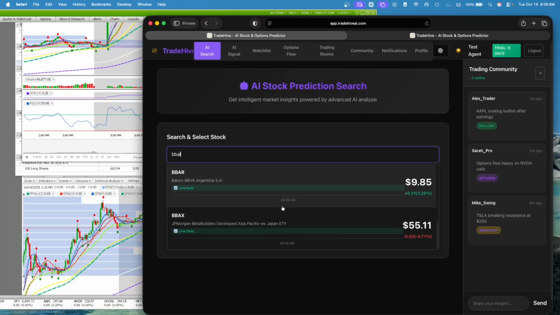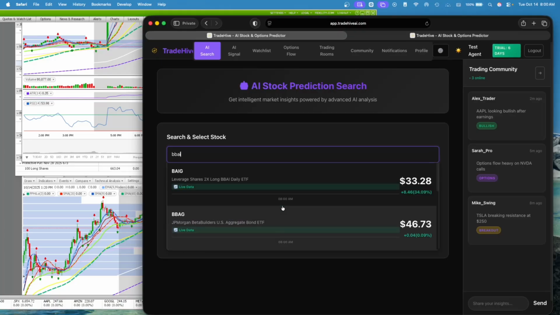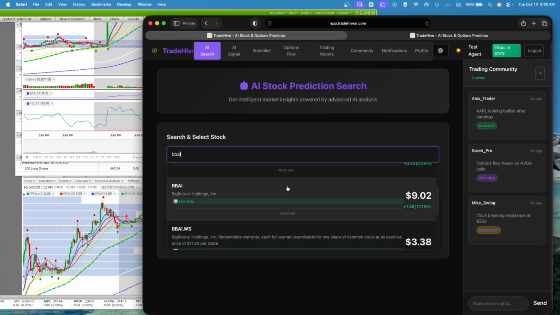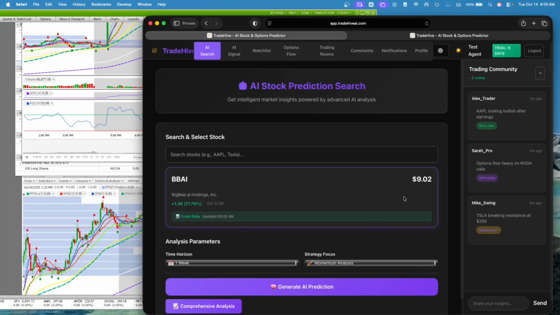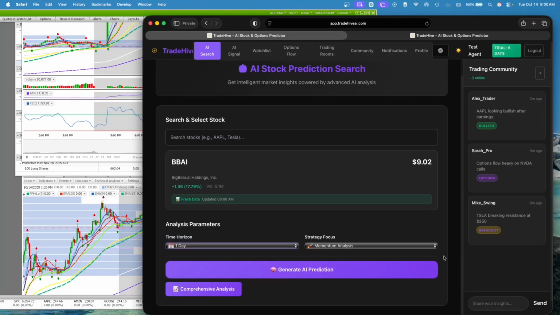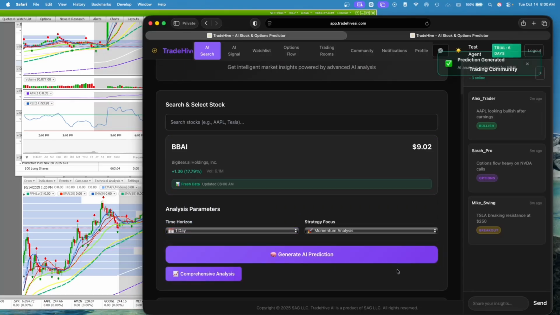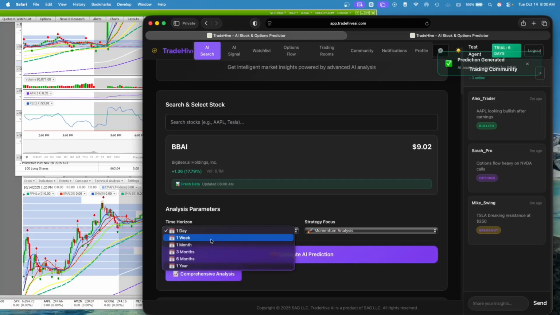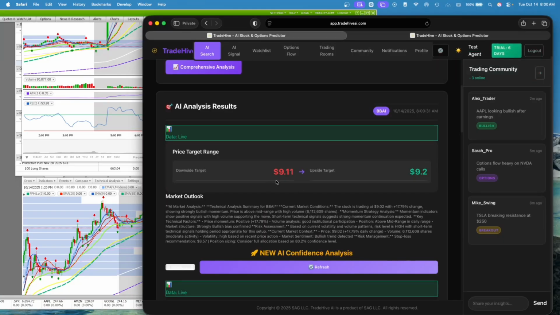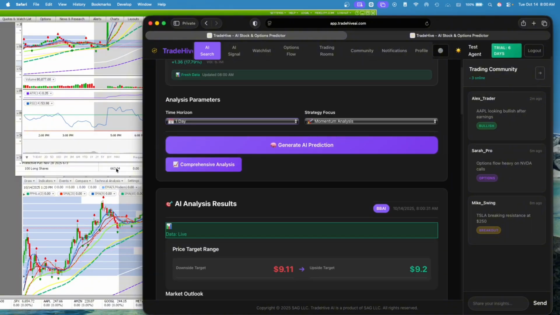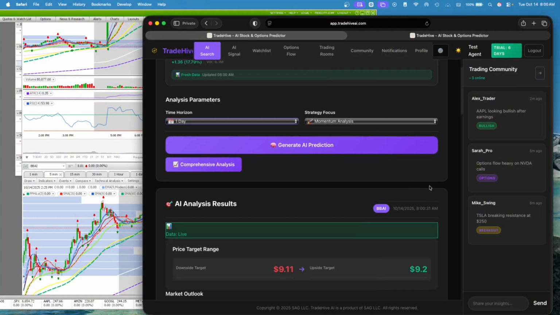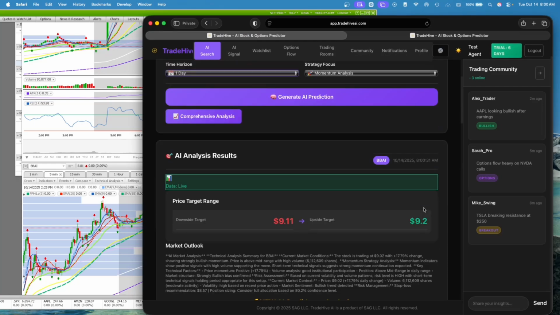So let's look at area. There's a lot of B's, I think, right? So right here, BBAI too. So let's look at the 1 day. I'm just looking at 1 day because I'm excited about it. You can look at 1 week, and you can look at 1 month, all the way to 1 year, what's going to happen to this stock. So this stock is currently trading at 903. Okay, 903, 902, yeah, 903.